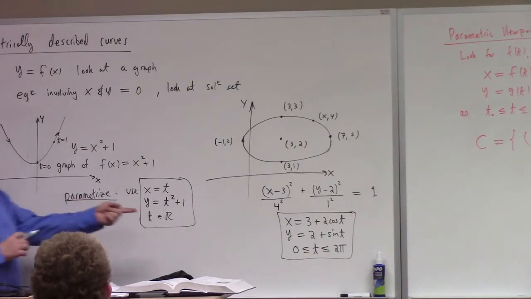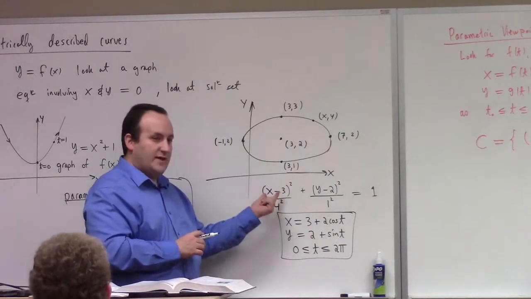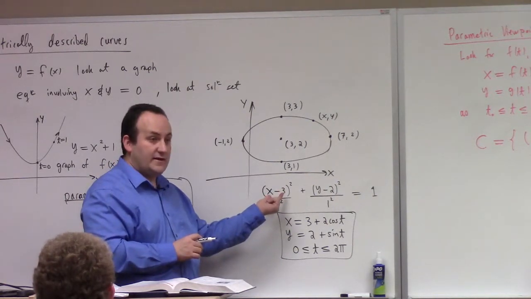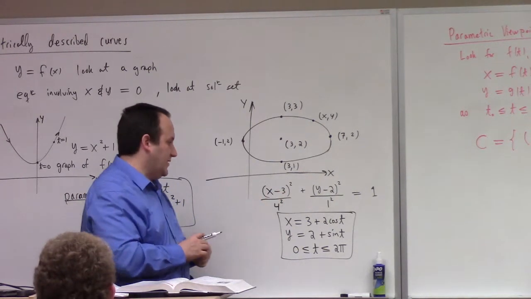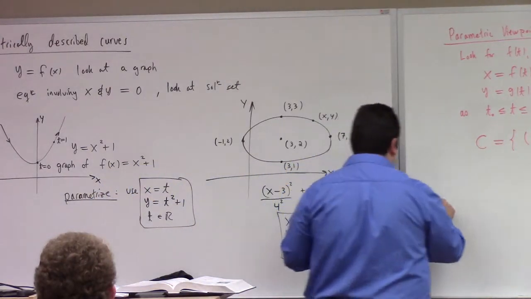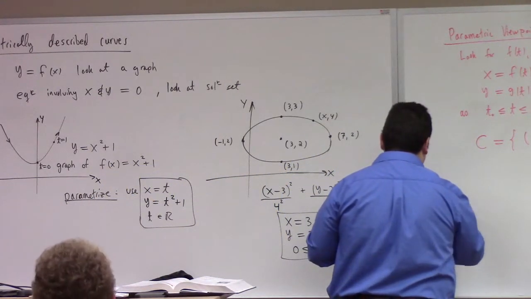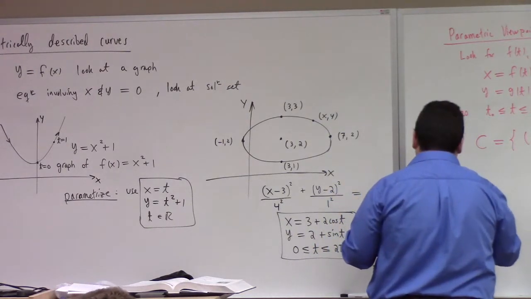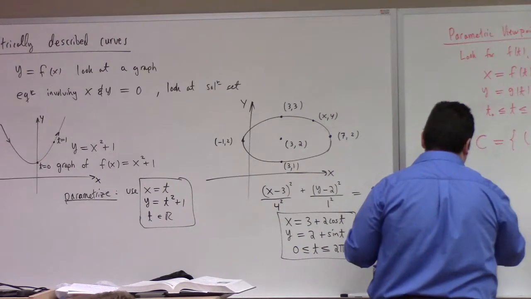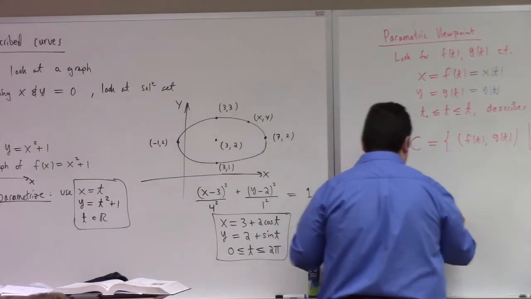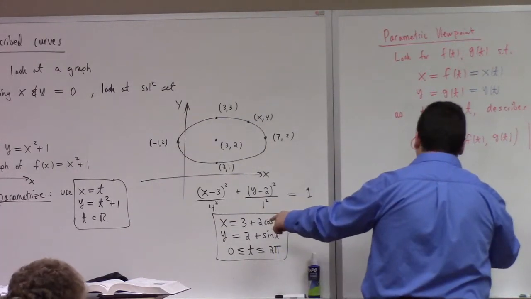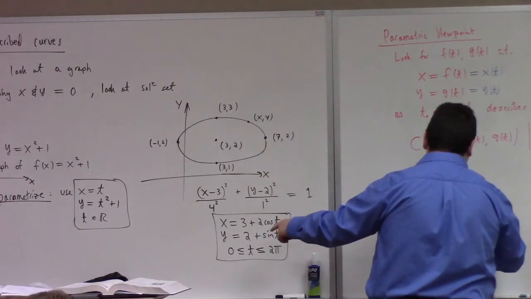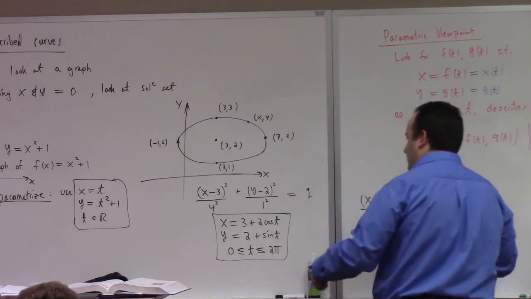Because if you plug this in, what happens? x minus 3 gives you 2 cosine t, right? Let me work it out. So x minus 3 squared over 4 squared plus y minus 2 squared over 1 squared, dumb. But this gives me what? This gives me 2 cosine t quantity squared over 4 squared. Wait a second.